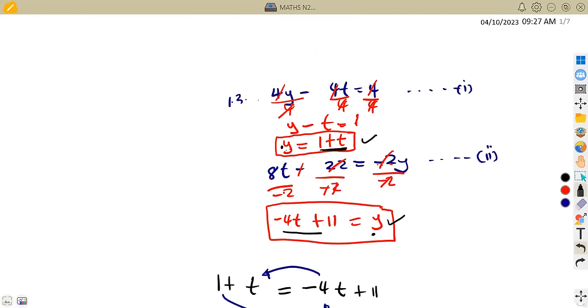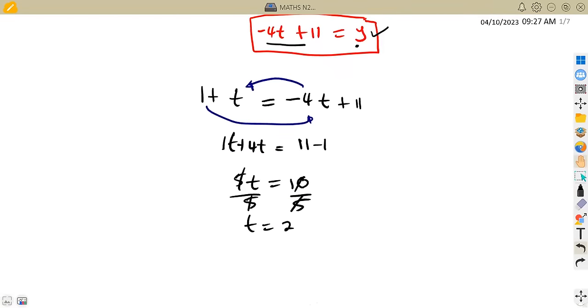So taking the first equation, which is y is equal to 1 plus t, we can determine the value of y from there. So y is equal to 1 plus t, and our t is 2. So that's y is equal to 1 plus 2. That means y is going to give us a 3. Okay, so that is what you're going to have.